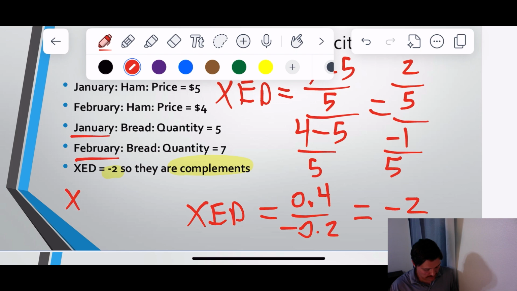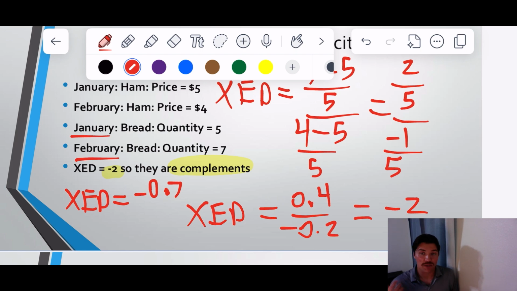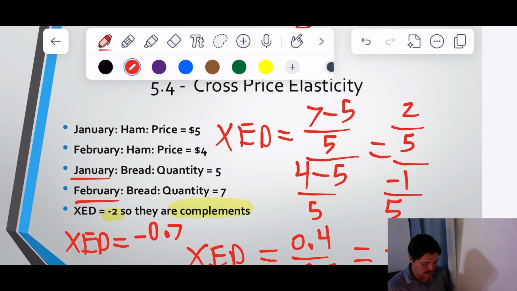If we got another calculation, such as negative 0.75 between ham and cheese, then we would say ham and bread are stronger complements than ham and cheese. All right, this can be very useful for grocery stores whenever they're trying to price out different products and they're trying to figure out, are these goods complements and how strong of a complement are they? So when they start to do coupons, right, they can say, oh, these are really strong complements. People buy these things together. Let's do this, right?